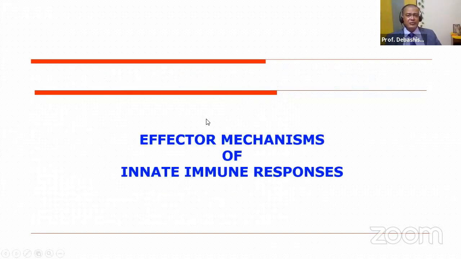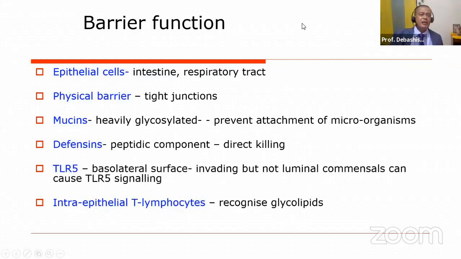Effector immune functions. I've talked about immune organs, immune cells, immune molecules. Now I'll talk about immune mechanisms of the innate immune responses and other immune responses broadly in the last part of the talk. Apart from the well-designed immune system, there are other barriers which protect us from infection and invasion. So epithelial cells in the intestine and respiratory tract provide physical barriers like tight junctions between the cells, and mucins, which are heavily glycosylated, prevent attachment of microorganisms.